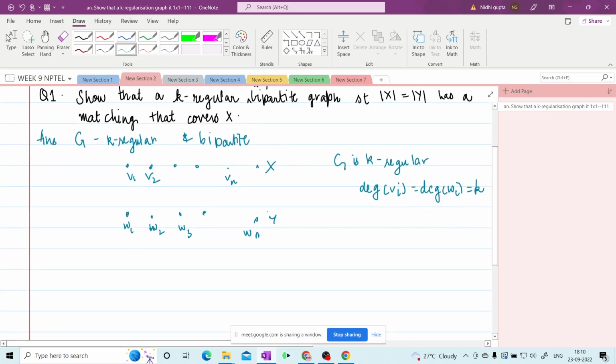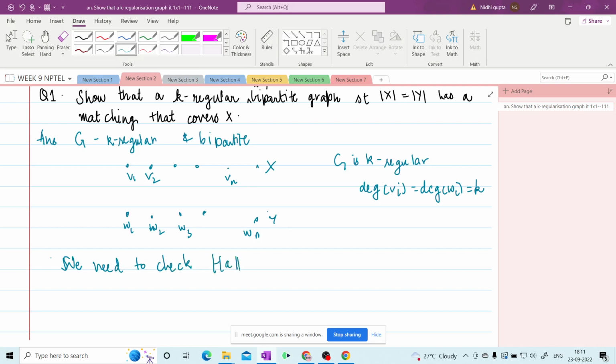So previously, just now we discussed Hall's theorem, which gives us necessary and sufficient condition for finding a matching in a bipartite graph. So we see that if we want to show that this graph has a matching, it is enough to check Hall's condition. So it is sufficient to show the Hall's condition. And what is the Hall's condition?